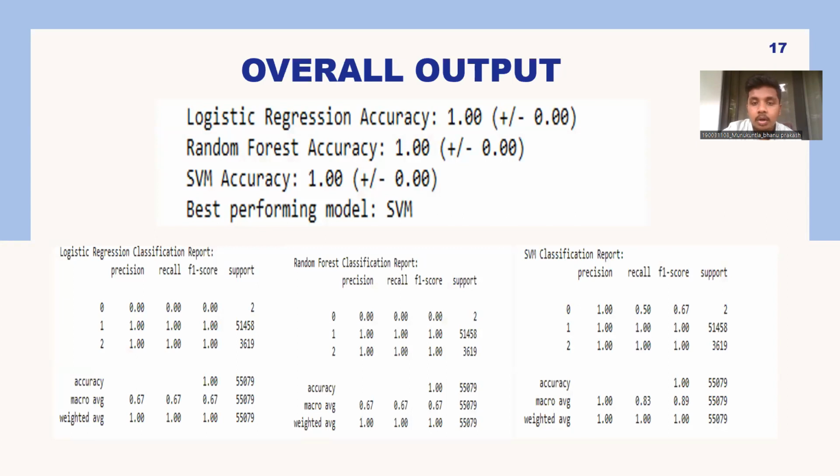And this is my overall output for my project. You can see everything: precision, recall, F1 score, support, accuracy, micro average, and weighted average for every different algorithm.